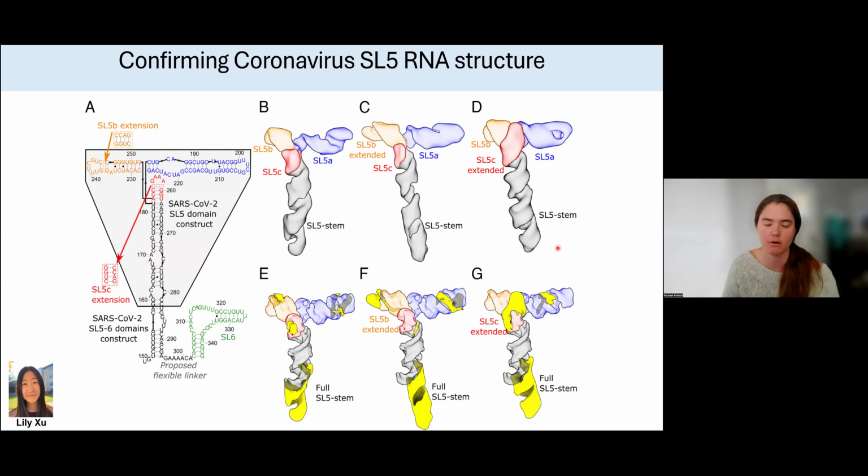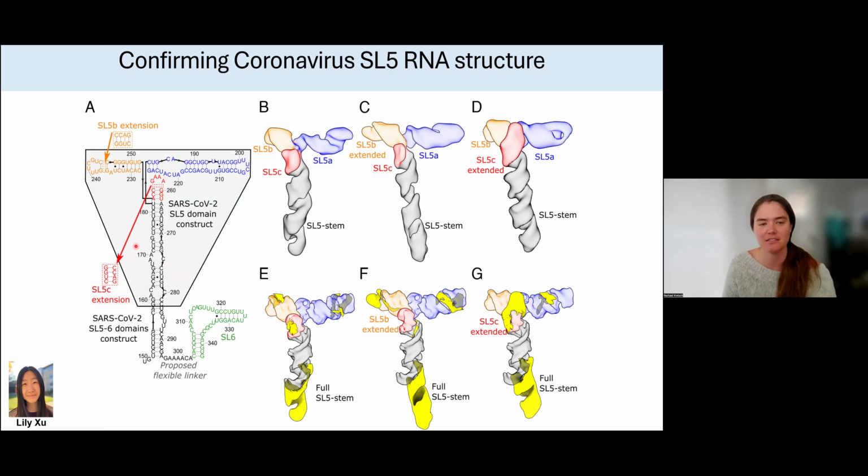Another way that we go about being more certain in our model is actually to do what we call helical extensions. And this dates back to one of the first RNA single particle structures back in 2010, where you were back then in the blobology world, right? So it was much lower resolution than this.